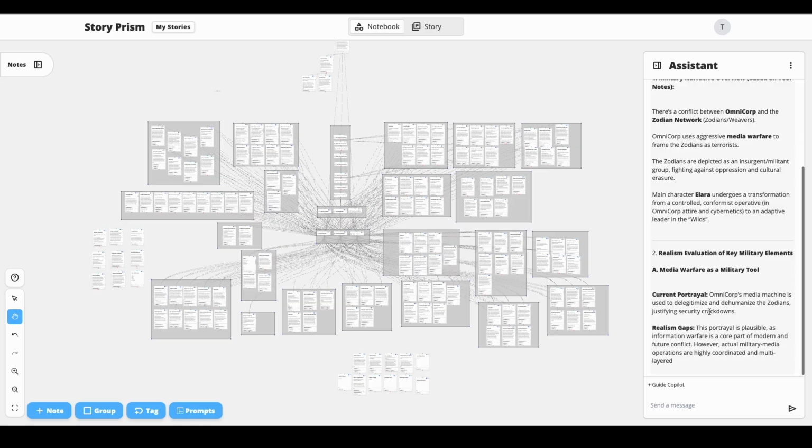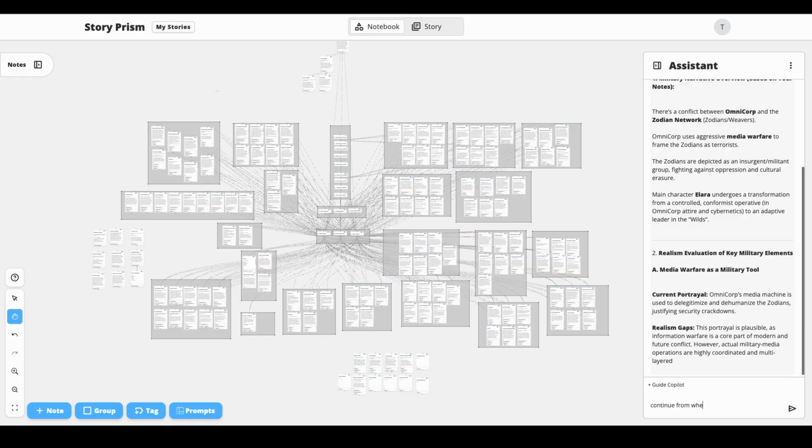Omnicorp's media machine is used to delegitimize and dehumanize the Zodians, justifying security crackdowns. Realism gaps: this portrayal is plausible as information warfare is a core part of modern and future conflict. However, actual military media operations are highly coordinated and multi-layered. Now that's interesting. I didn't know that.